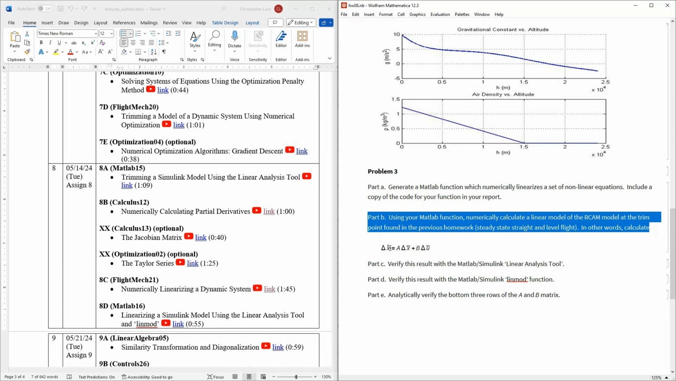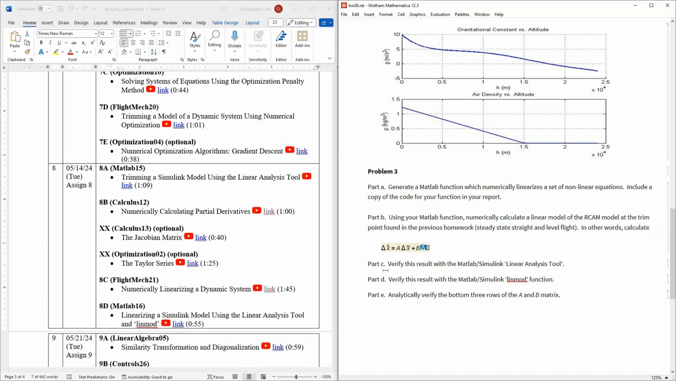And at the end of the day, we end up with x dot equals Ax plus Bu, or technically delta x dot equals A delta x plus B delta u. In the videos, I discuss what this delta means and why we've got it here. I'll leave you to watch the videos, and that will provide a little more context on this notation. That's all we're doing in part B: linearize your RCAM model and come up with a linear model. Then verify that what you came up with numerically using your own hand code gives the same result as the linear analysis tool. Part D is, let's verify this triply and check it against the linmod function.